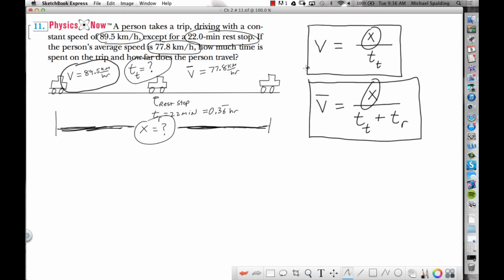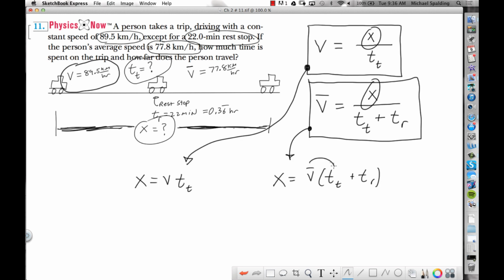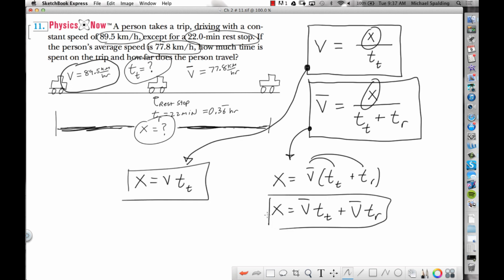So what we're going to do is take this top equation and solve it for X. X is equal to V times time of travel. Then take this equation, solve it for X. X is equal to average velocity times (time of travel plus time of rest). We want to distribute this, so that's going to be average velocity times time of travel, plus average velocity times time of rest. Look, this equation, right? What do those equations have in common? X. So if the x's are equal, that means, so I need to shrink this down.